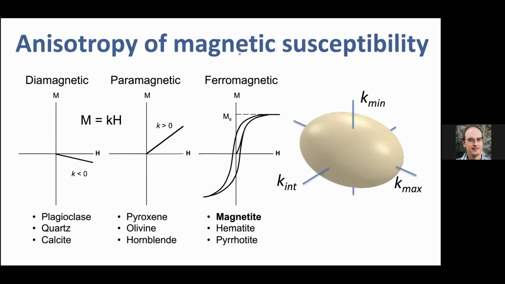Some of you may have heard of this technique before, anisotropy of magnetic susceptibility, or AMS for short. Let's take that a little bit at a time. Susceptibility is the parameter that relates the magnetization you get in a material to the field that's been applied to the material. Susceptibility in this equation is this symbol K. And different materials behave differently in different magnetic fields.